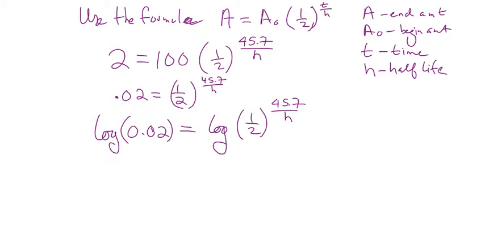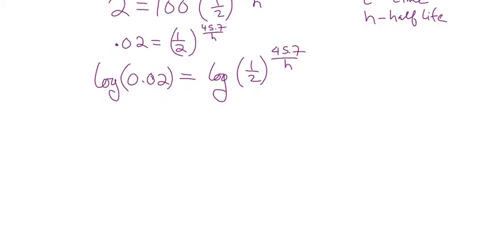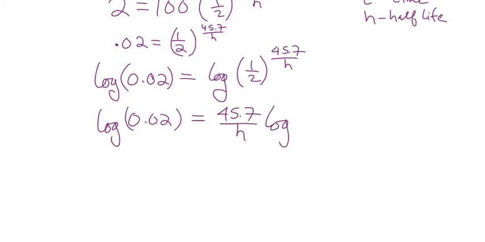That now allows us to use the law of logs to move the exponent out front. So the log of 0.02 is equal to 45.7 over H times the log of 1/2. Oh, let's just write a half as 0.5. I mean, it doesn't really matter, right? Half, 0.5. Want to solve for H.